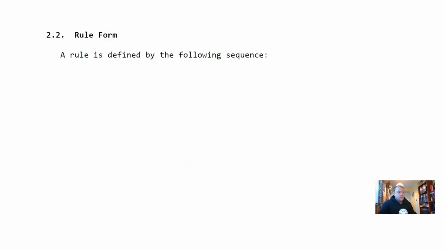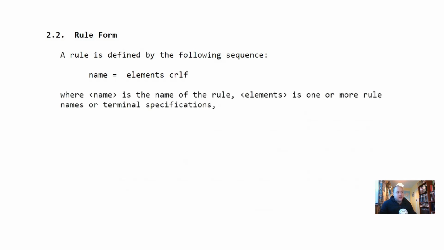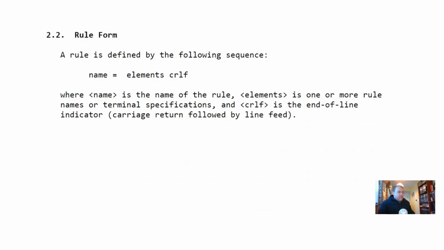The rule form, so rule name. But what's the structure of a rule? It's defined by the following sequence. So you'll have the name and then equals and then the elements. And then you have to have a carriage return and a line feed, CR, LF. Name is the name of the rule. Elements is one or more rule names or terminal specifications. A terminal is where it finishes, it ends. Things are either symbols or terminals, and CRLF is the end of line indicator, so that weird thing at the end is just the end of line indicator.